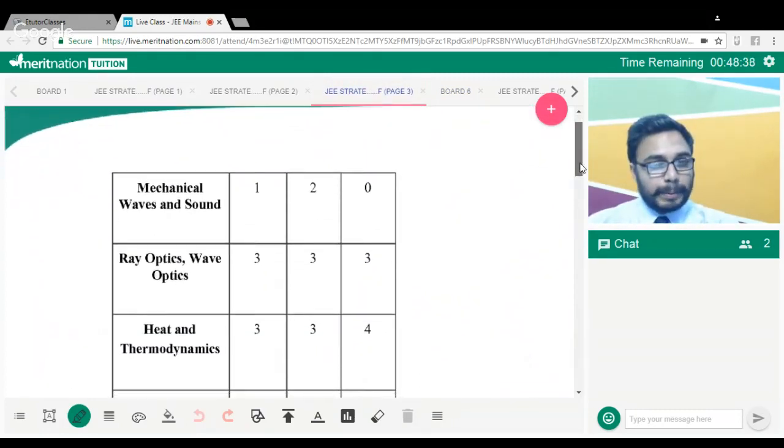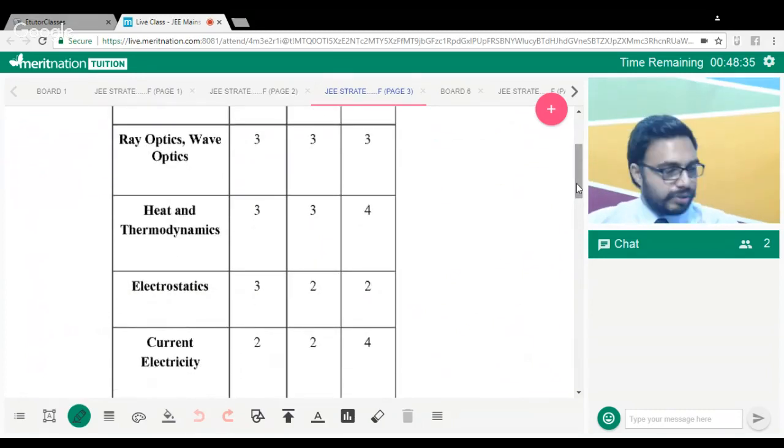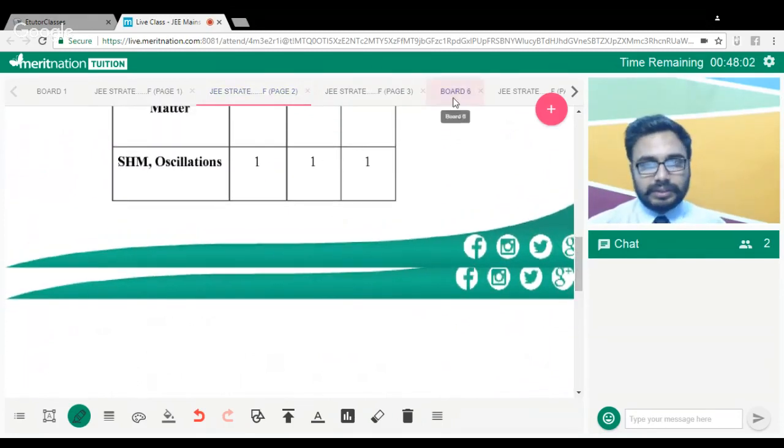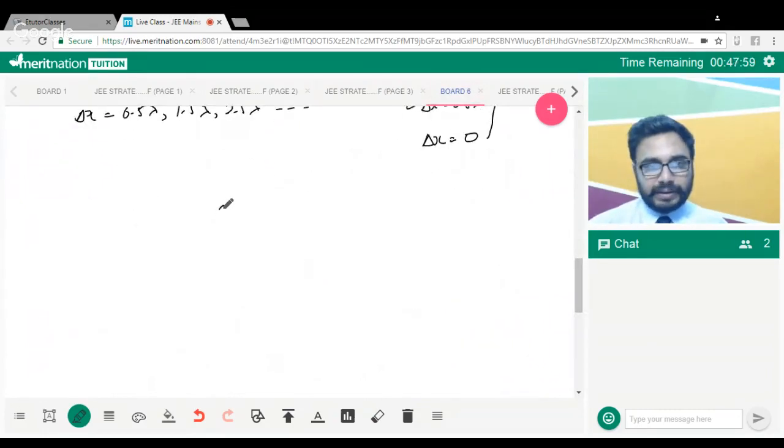Then if we move to the next thing, heat and thermodynamics. In heat and thermodynamics, we should know how to draw the graphs between pressure and volume, and between pressure and temperature for different processes, like the isobaric process, isochoric process, and adiabatic process. So we should know all the processes and how to find the work done. Depending on the work done, we should know how to find the heat involved in the process and the internal energy. We have one formula, that is the first law of thermodynamics, which tells us that delta Q is equal to delta U plus delta W.